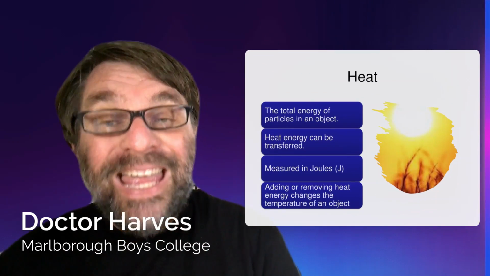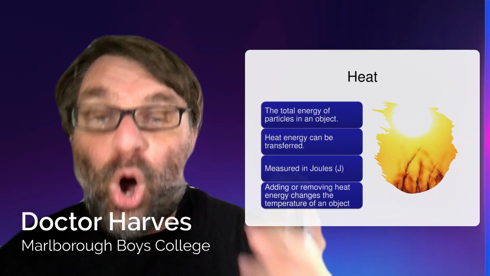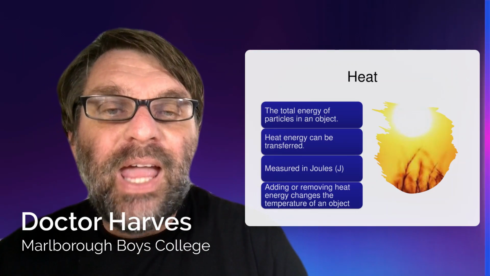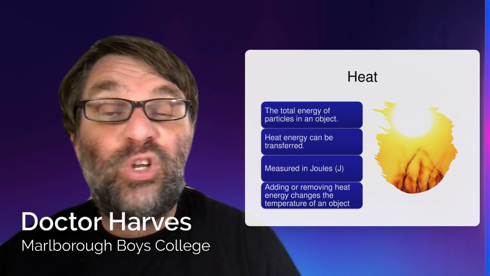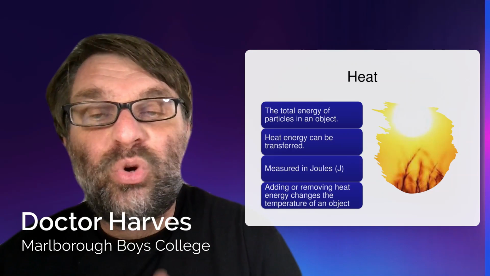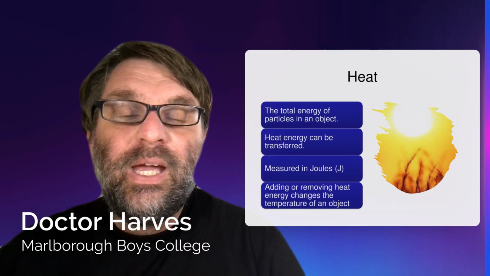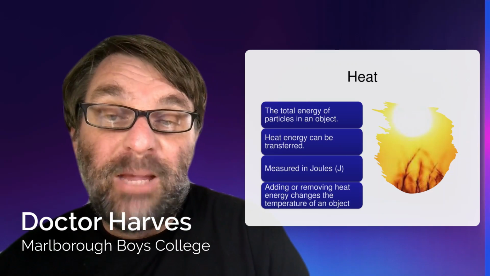And then in terms of heat energy, it's the total energy of particles in an object, okay, total energy, and heat energy can be transferred as opposed to temperature. And because it's an energy, it's measured in joules, whereas temperature is measured in degrees Celsius, and by adding or removing heat energy, you can change the temperature of an object.